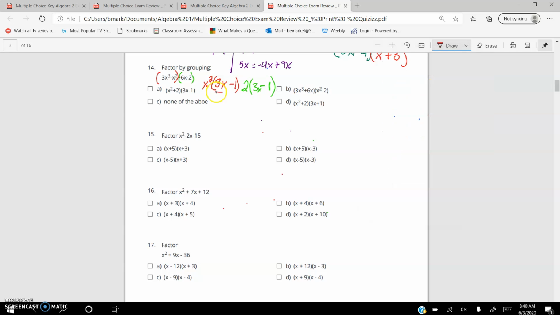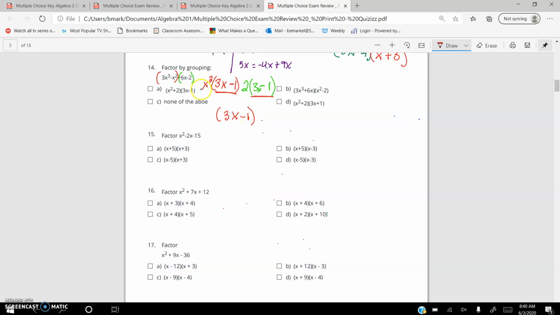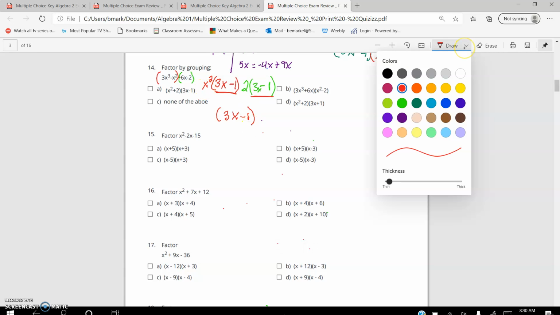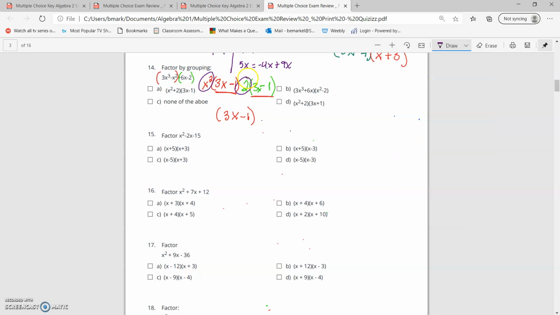So now my parentheses are the same. That's one part of my answer. And then the other part of my answer comes from these numbers that I pulled out. X squared plus 2. I see that as A.